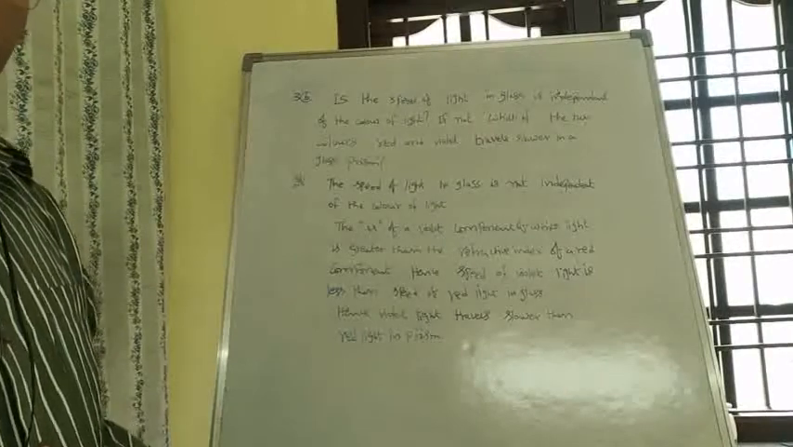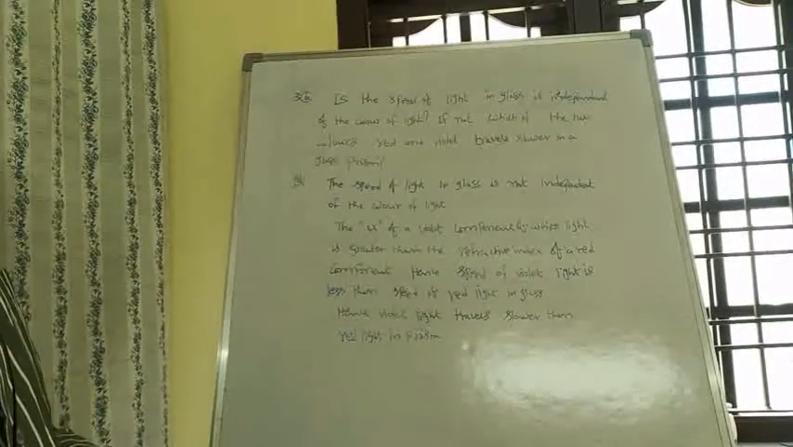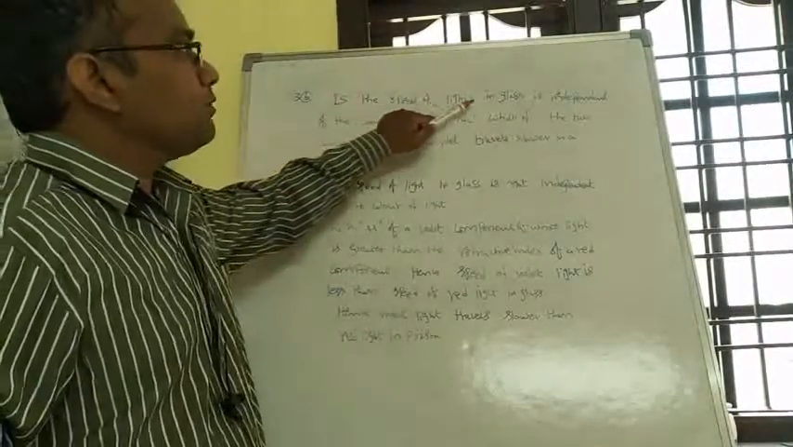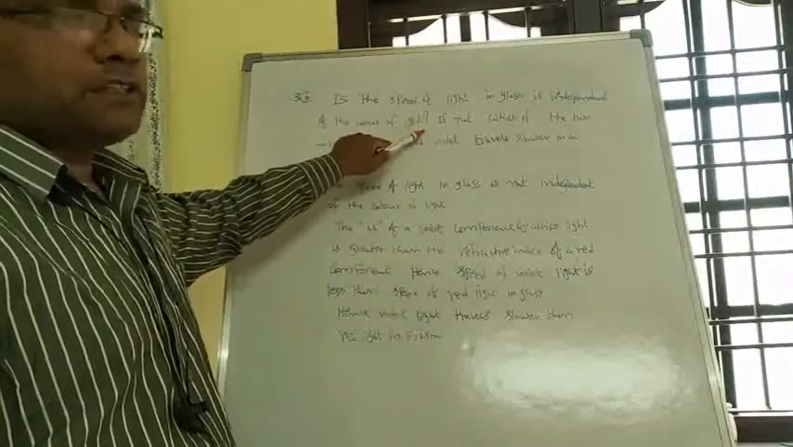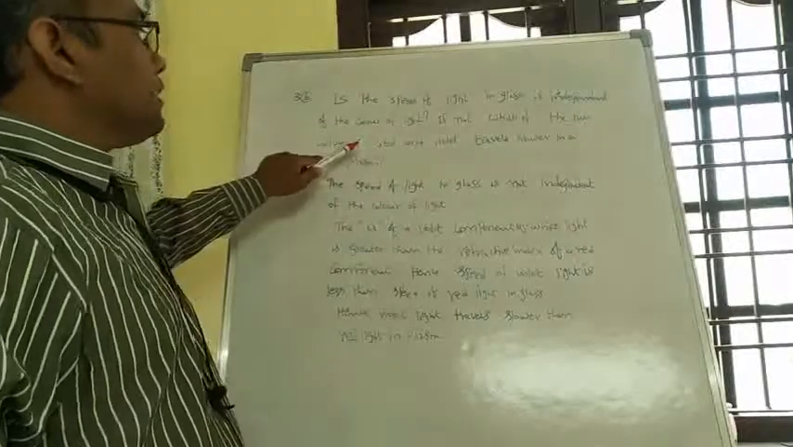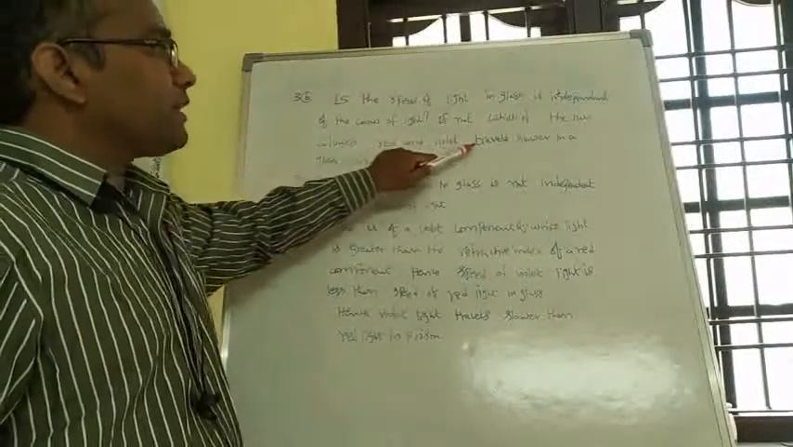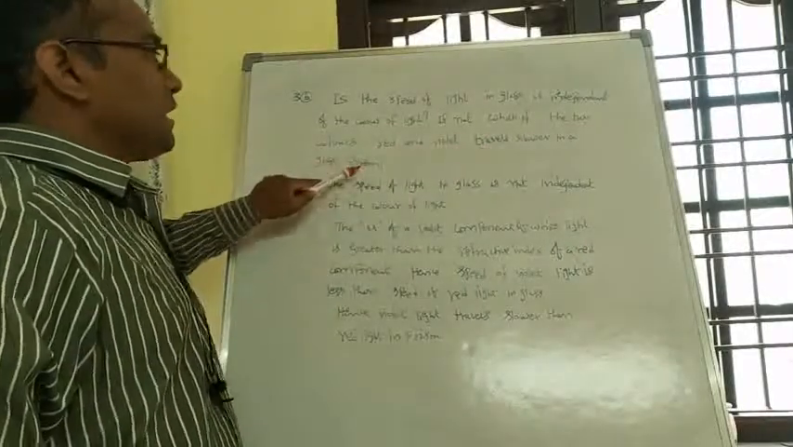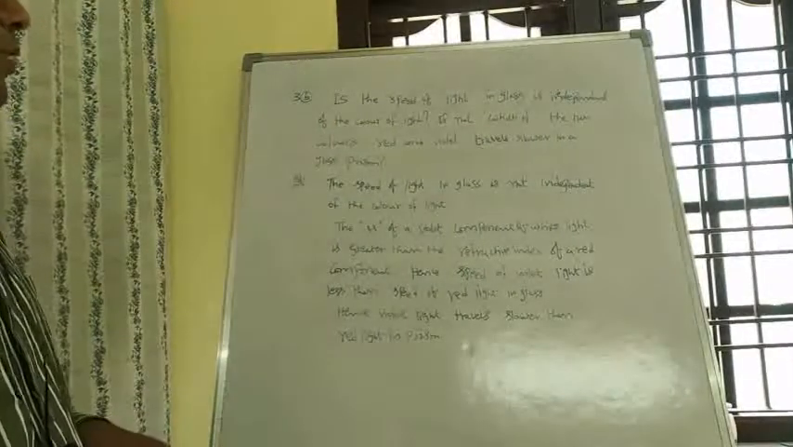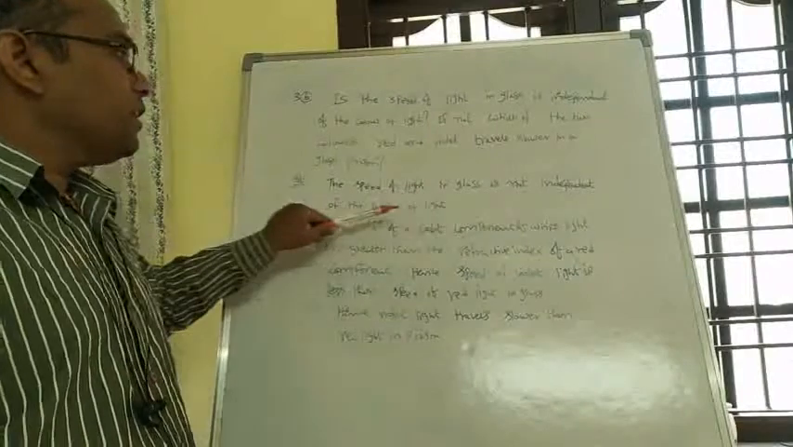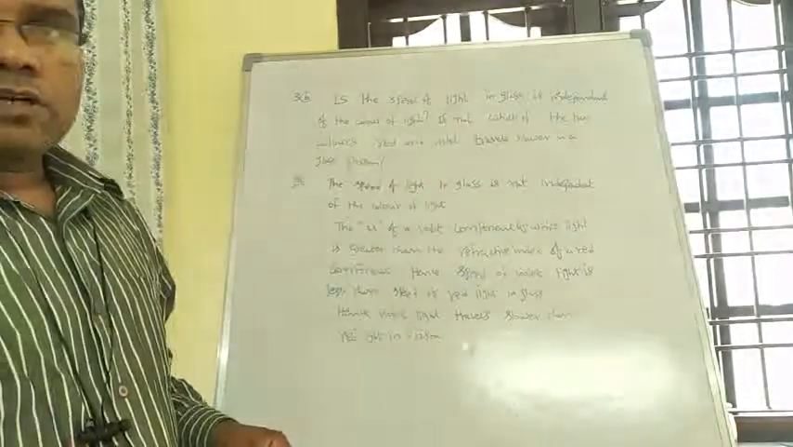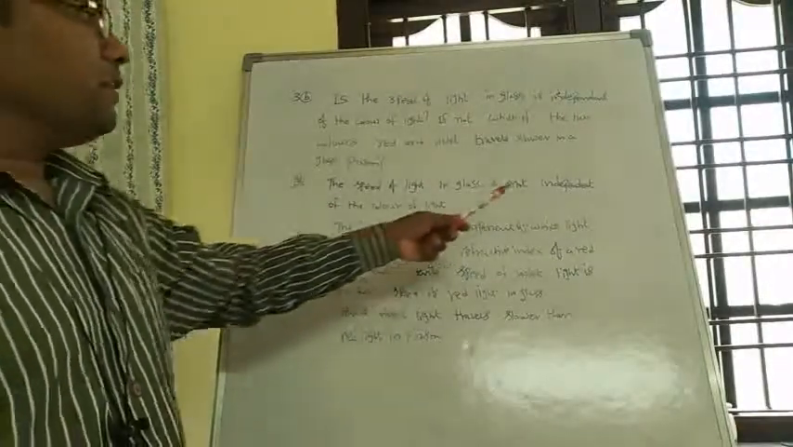Now this is the third problem of second bit. This is also theory. Is the speed of the light in glass independent of the color of light? If not, which of the two colors, red and violet, travels slower in a glass prism? So here what is the answer? The speed of the light in the glass is not independent of the color of light.